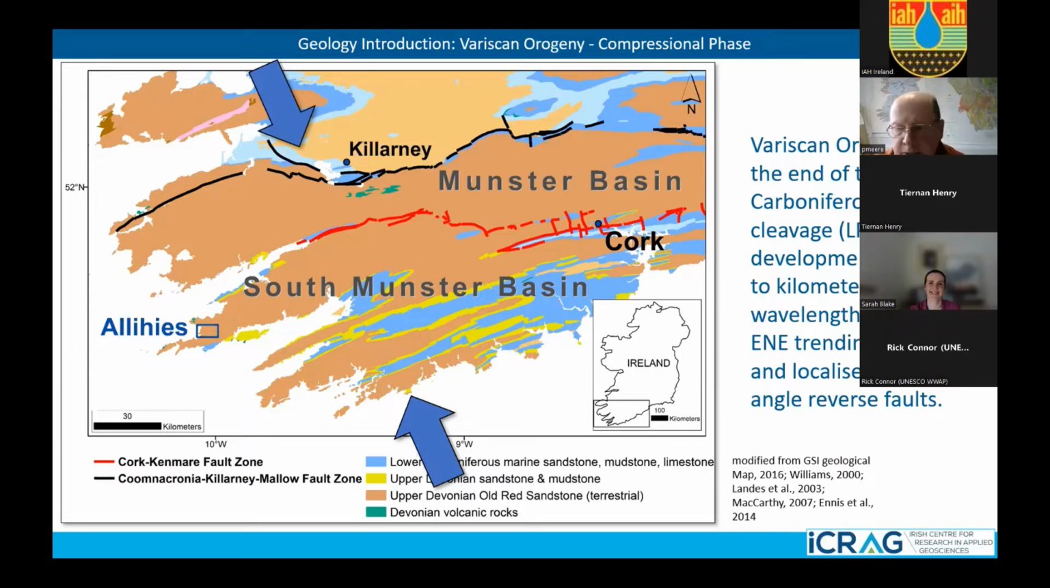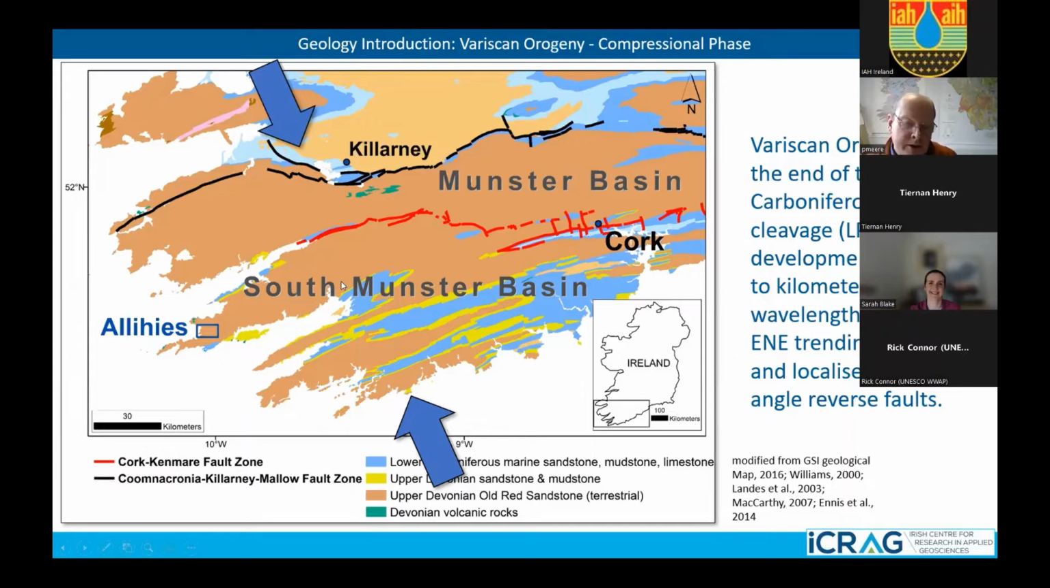With ongoing compression, we see the development of folding, and we have that on all scales, at least 3 orders of folding. The first-order large-scale structures pretty much define the peninsulas that make up the southwest of the country, but we also have hundreds-of-meters-scale folding and meter-scale folding as well, and I might come back to that later on.